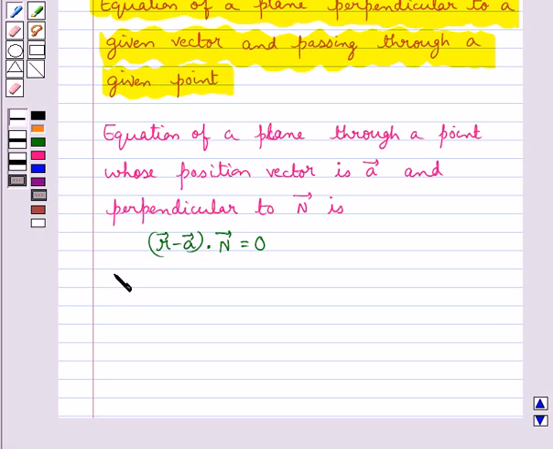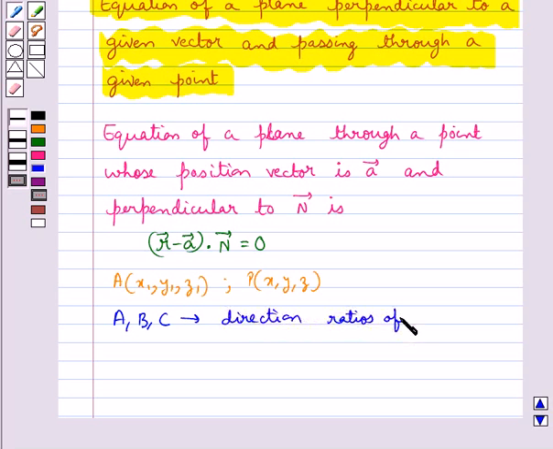If we have the coordinates of the point A as x1, y1, z1 and the coordinates of the point P as x, y, z, and we have that a, b, c are the direction ratios of vector n, then the equation of the plane is a into x minus x1 plus b into y minus y1 plus c into z minus z1 equal to 0.